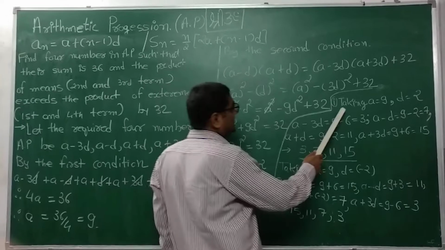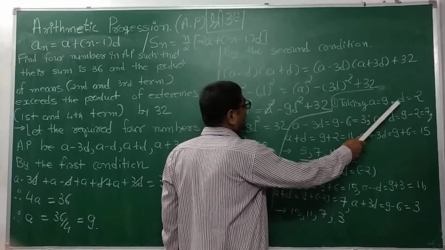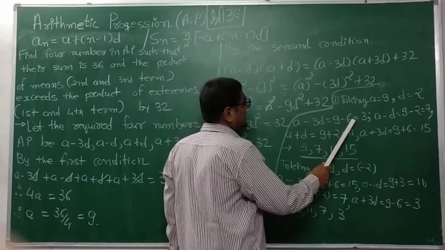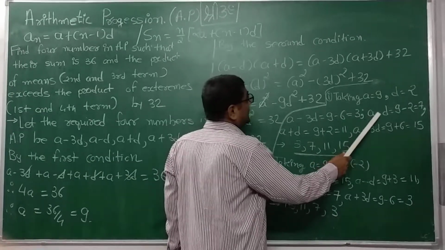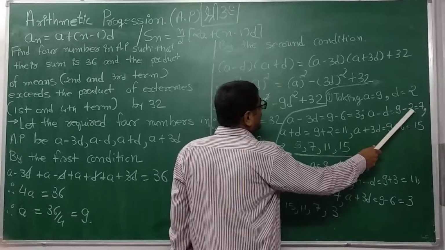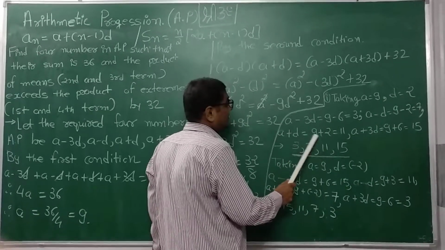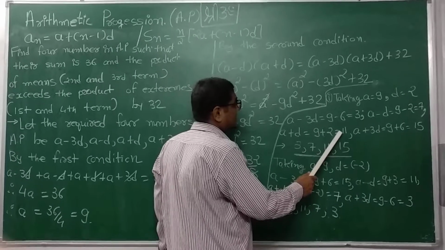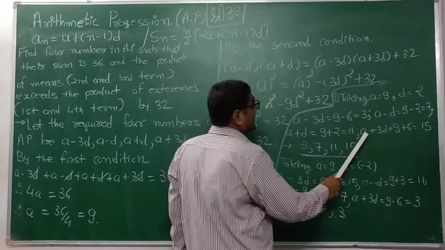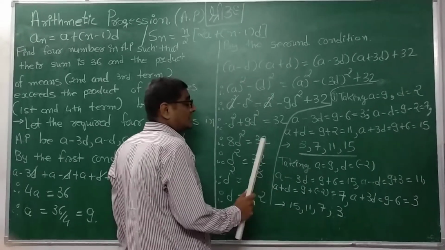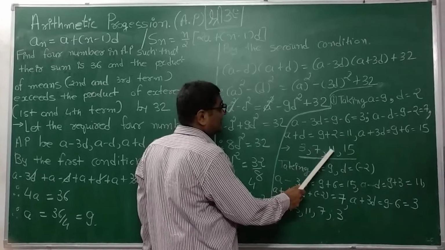In the first case we take a is equal to 9 and d is equal to 2. So a minus 3d is equal to 9 minus 6, which is 3. A minus d is equal to 9 minus 2 by substitution, which is 7. A plus d is equal to 9 plus 2, which is 11. A plus 3d is equal to 9 plus 6, which is 15. So the terms in AP are 3, 7, 11 and 15.